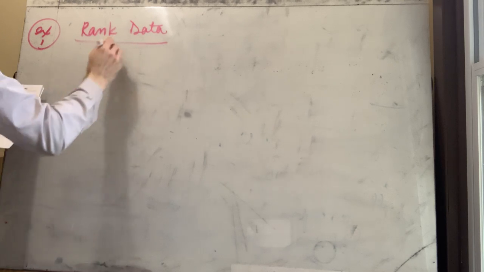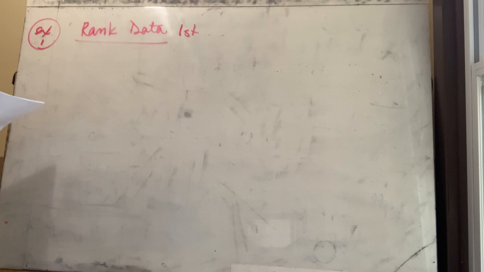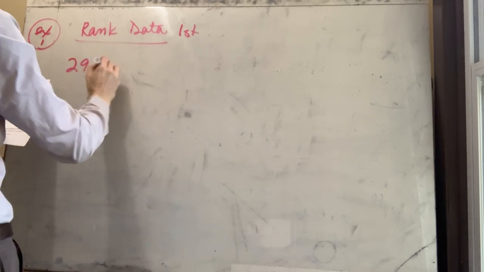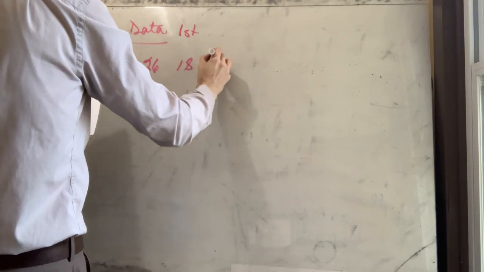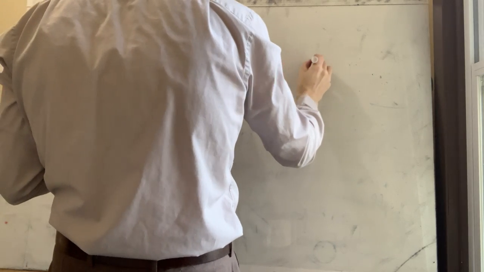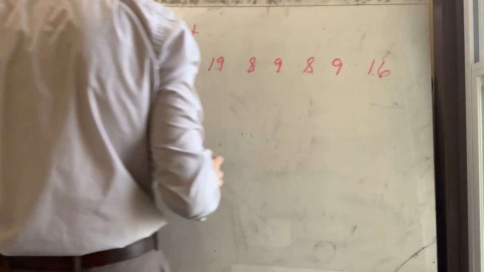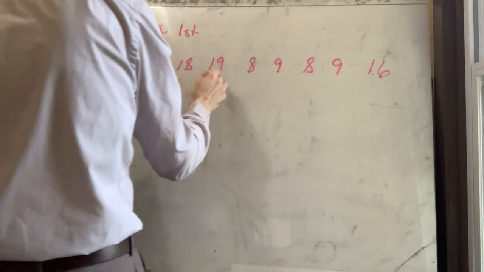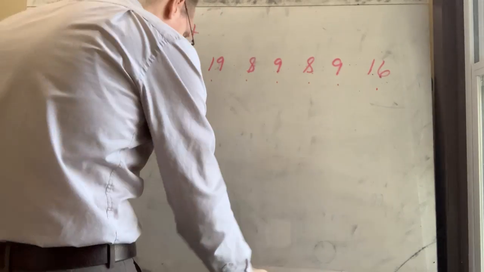If you rank the data first, it makes it easier to identify what is the largest thing and what is the smallest thing. So if you had it given to you like so, this is the process that I myself incorporate. 8, 9, 8, 9, 16. 1, 2, 3, 4, 5, 6, 7, 8, 9, 10.